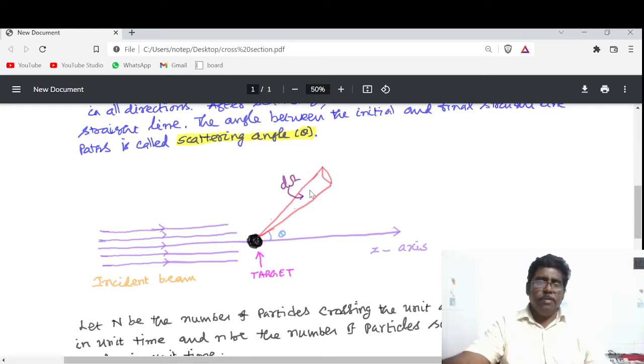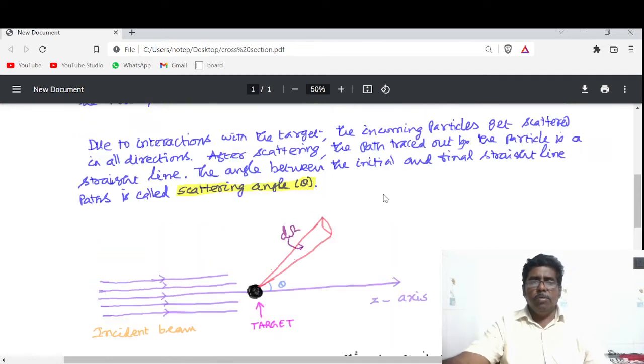After the scattering process, the path traced by the scattered particles is also a straight line. Therefore, the angle between the initial and final straight line paths is called scattering angle. During the process of scattering, if there is no change in the energy of the target, such scattering is called elastic scattering. If the energy of the target material is changed, such scattering is called inelastic scattering.